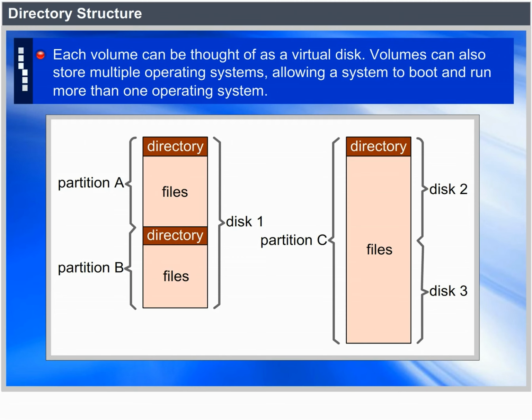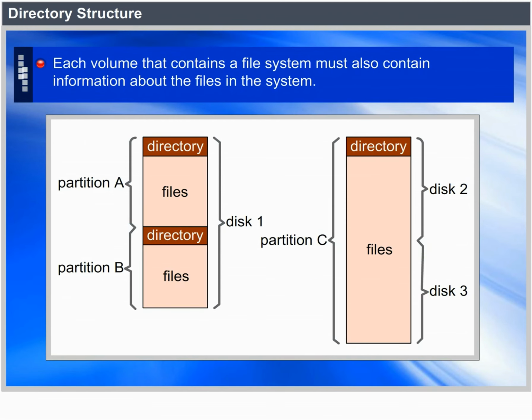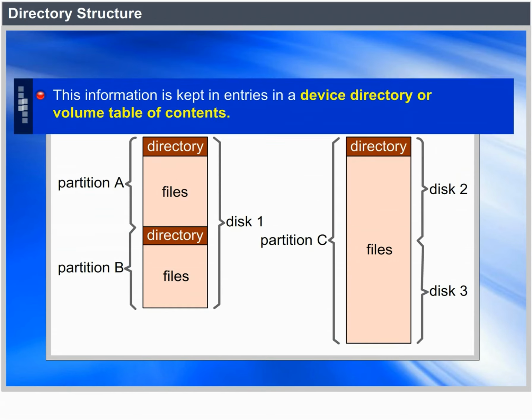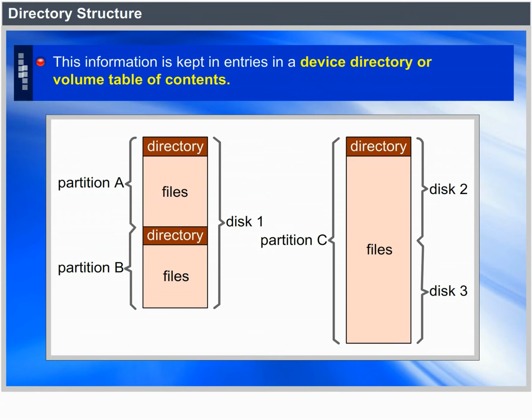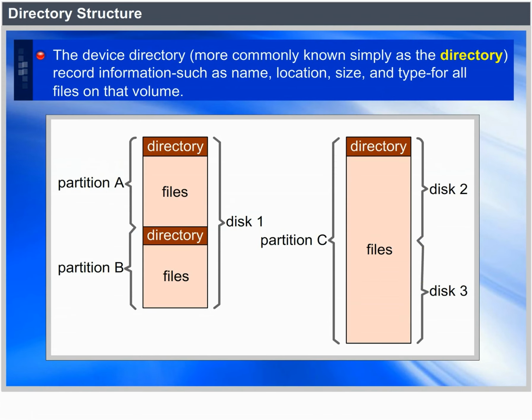Each volume that contains a file system must also contain information about the files in the system. This information is kept in entries in a device directory or volume table of contents. The device directory, more commonly known simply as the directory, records information such as name, location, size, and type for all files on that volume.